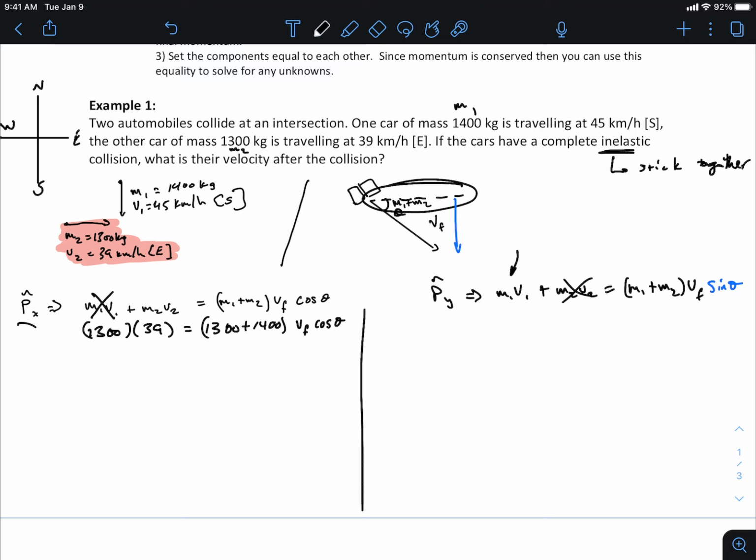Okay, well, let's just throw in the numbers on the other side as well, right? So M1 is going to be 1400. We'll try to do these two things line by line. If we did these together, it might make a little bit more sense too. You can do whatever order you want, but 45 is going to equal, again, the 1300 plus, oops, not multiplied, plus 1400 VF sine theta.